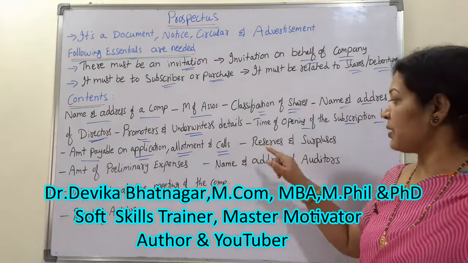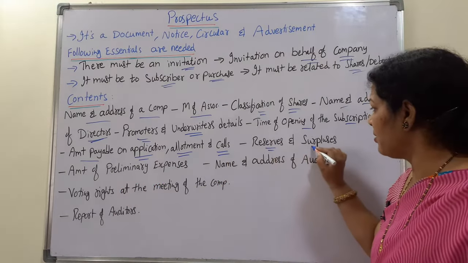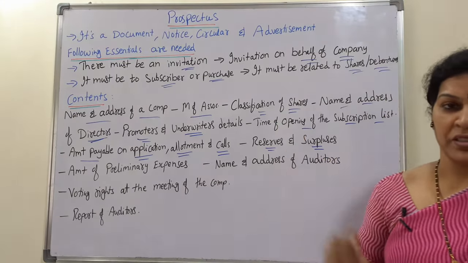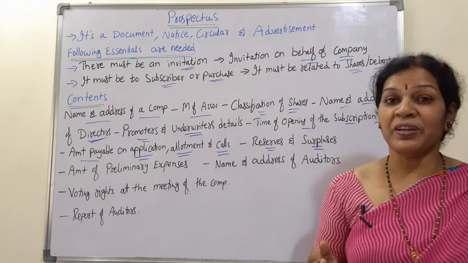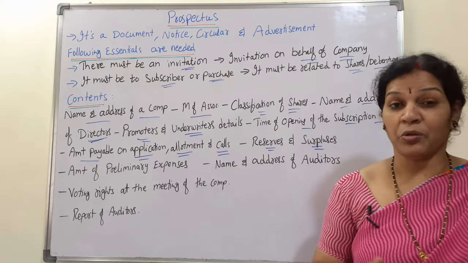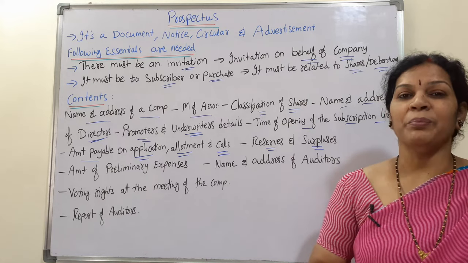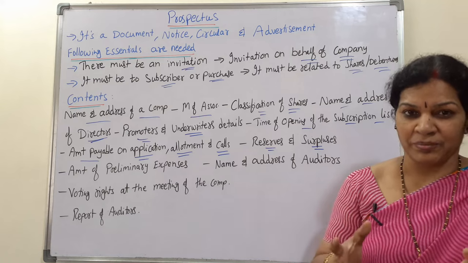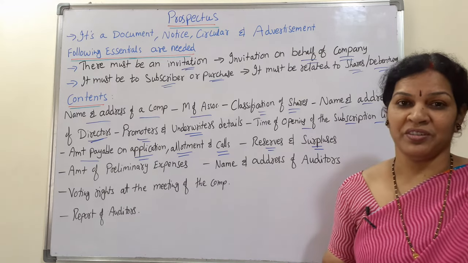mentioned in the prospectus. And also reserves and surplus, a very important thing in the document of this prospectus. Reserves and surplus reflect that the company is in a good financial position. So how do you get reserves? When the company is in a profit position, then only will you come to know that you can provide some reserves from the profit.